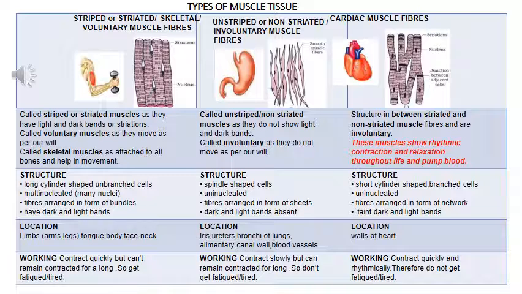But yes, in diseased conditions like loose motions, or maybe constipation, these muscles remain in the same position. Then we have cardiac muscle fibers. Structure is in between striated and non-striated muscle fibers and they are involuntary. These muscles show rhythmic contraction and relaxation throughout life and pump blood. If you see the structure, short cylinder shaped branched cells, uninucleated, fibers arranged in the form of a network, and they have faint dark and light bands. Location: only in the walls of the heart, nowhere else you will find them.